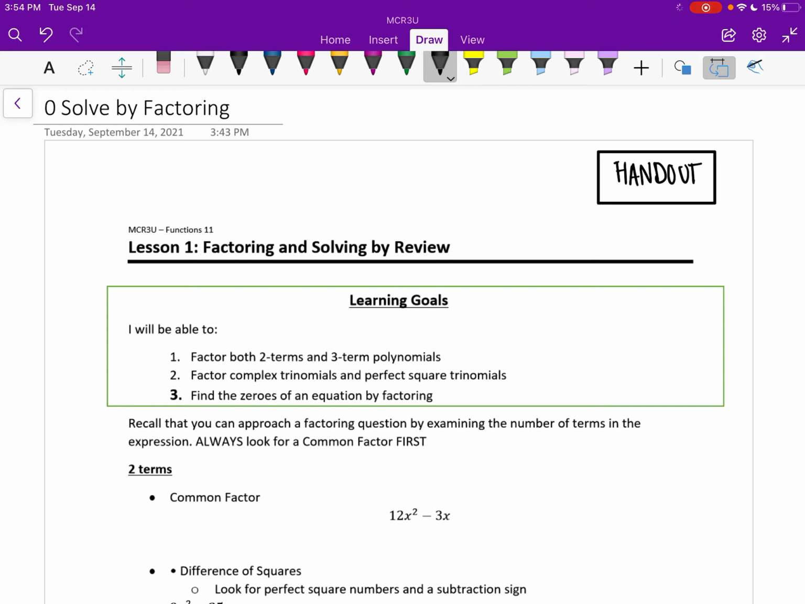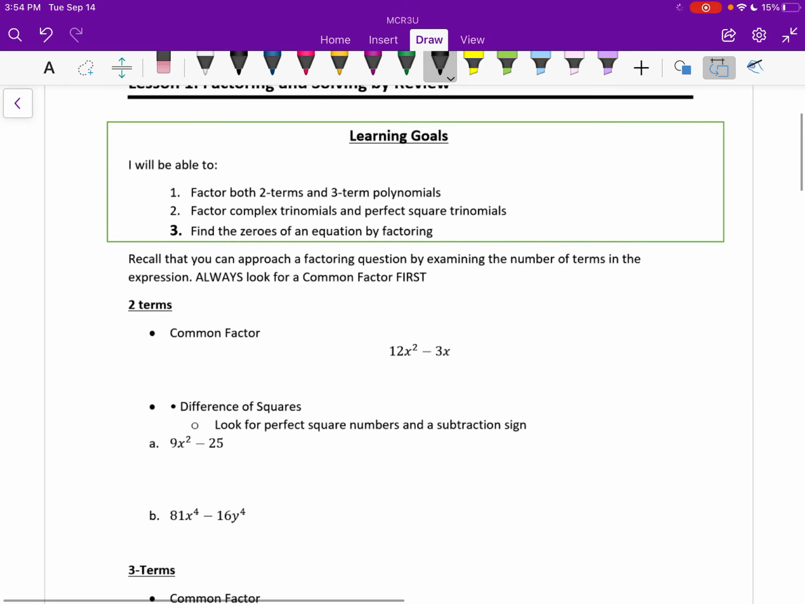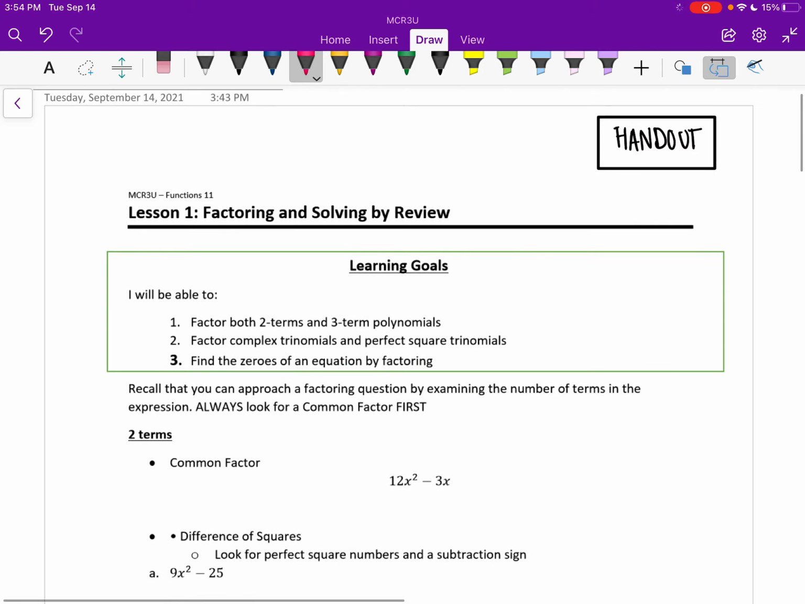And then we are going to go through that. So again, we're going to start off with our learning goals. By the end of this lesson, you should be able to factor both 2-term and 3-term polynomials. You'll be able to factor trinomials and perfect square trinomials and find the zeros of an equation by factoring.